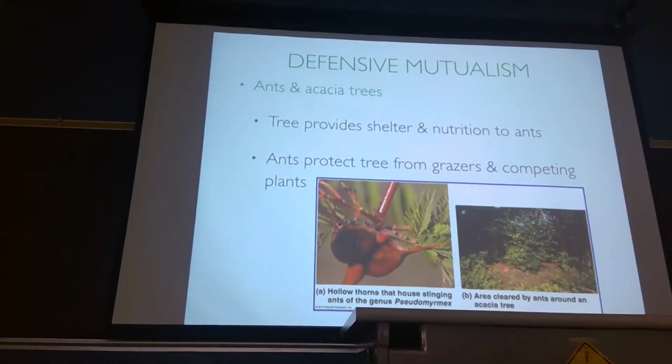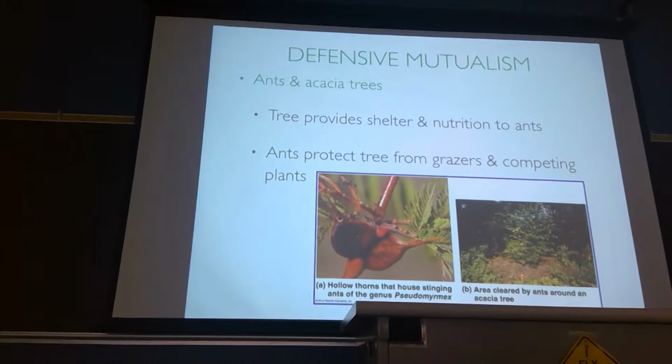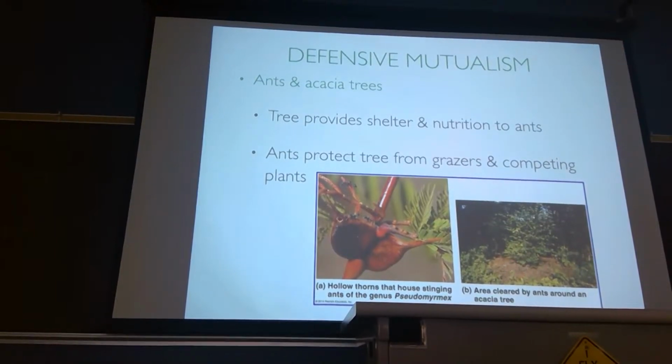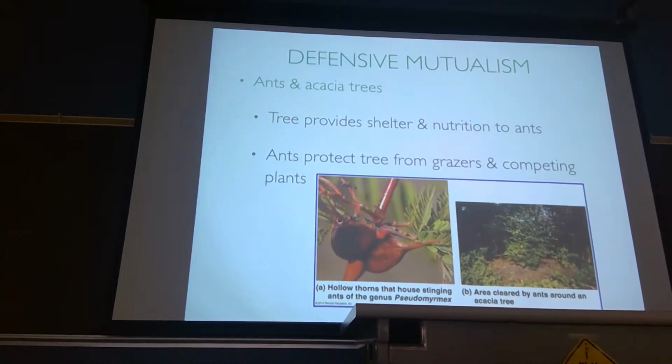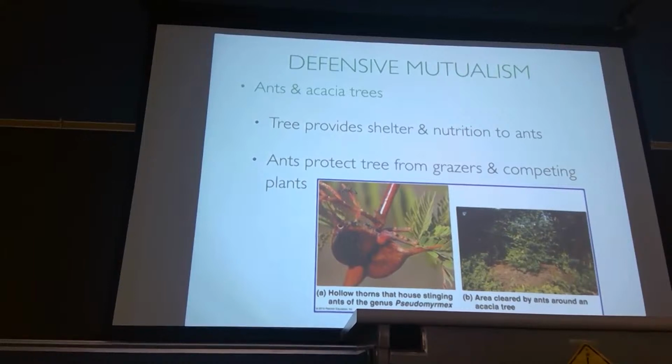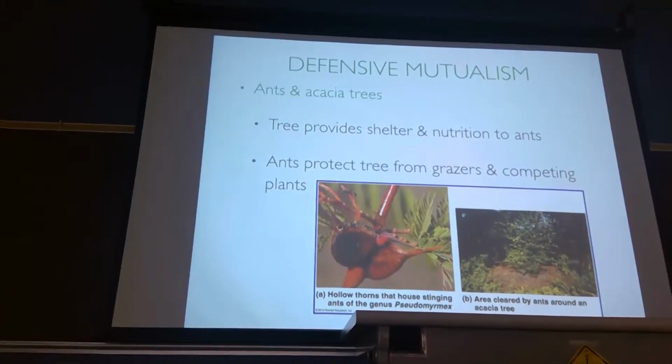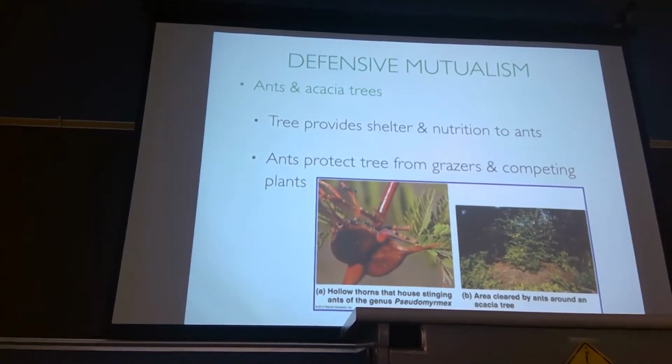And then they'll also pick out all of the vegetation that grows in an area around the acacia tree in order to feed themselves with that vegetation. In doing so, they reduce competition for the acacia tree for moisture, nutrients in the soil, and then sunlight, of course, which is pretty profound.